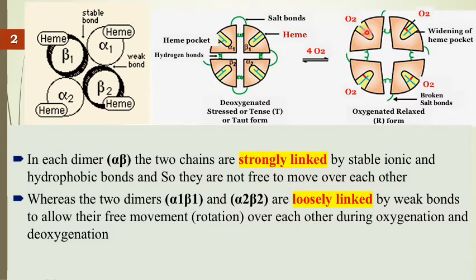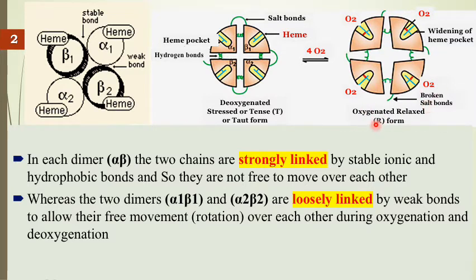When oxygen enters, it ruptures certain chemical bonds in the heme pocket and ruptures the chemical bonds between the first dimer and the second dimer. As you see, the chemical bond is broken. This is a hydrogen bond which is broken, and it also ruptures some of the strong bonds found between alpha 1 and beta 1, and some of the ionic or electrostatic bonds, the salt bonds, between alpha 2 and beta 2. Some bonds are ruptured, and the hemoglobin is converted into the relaxed form.